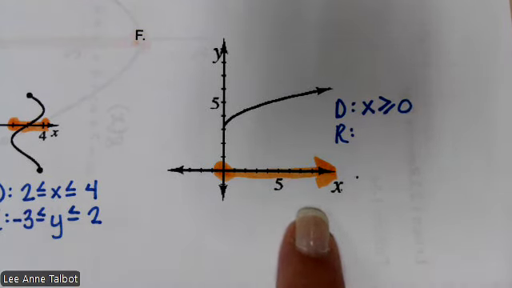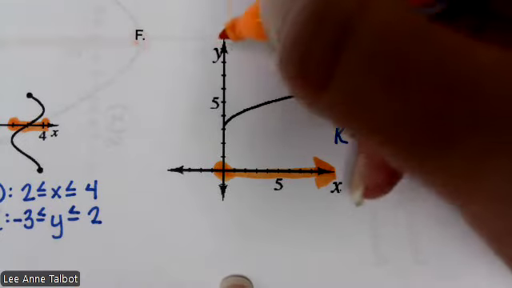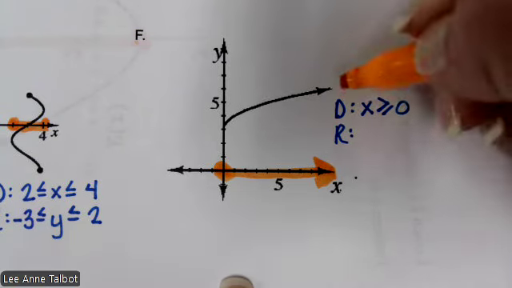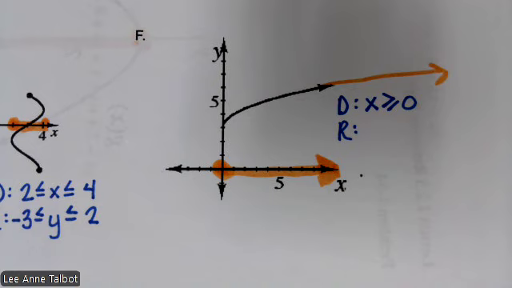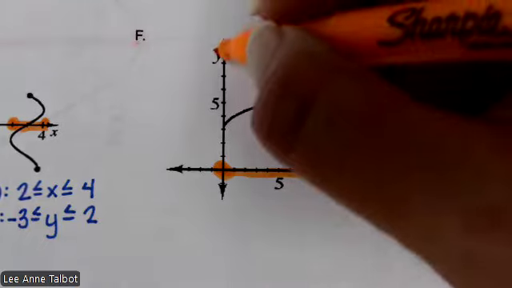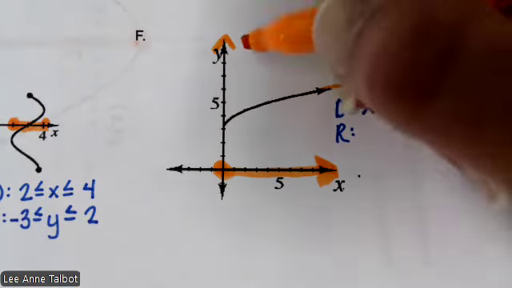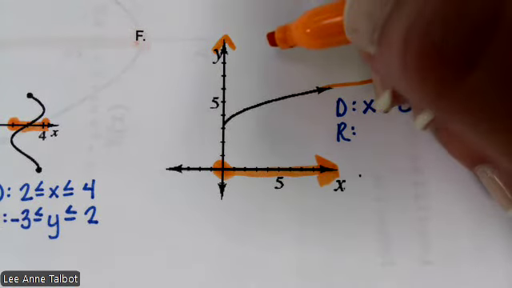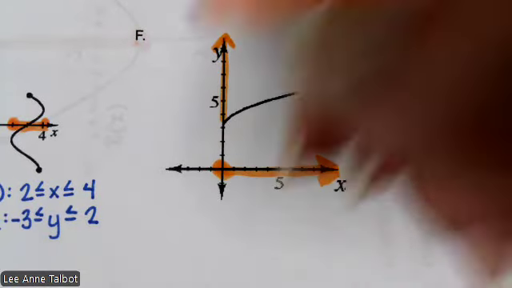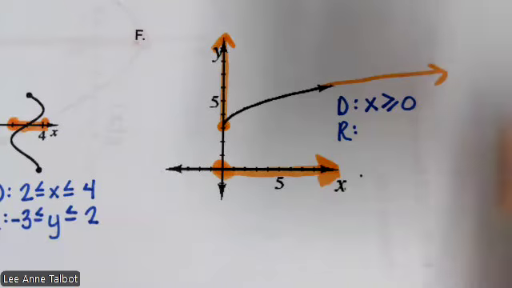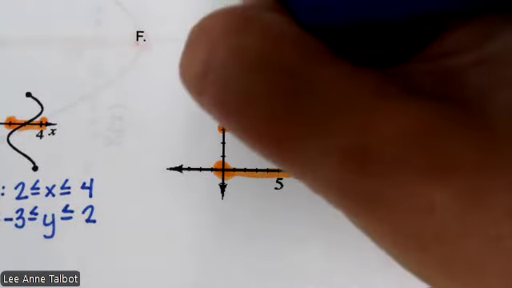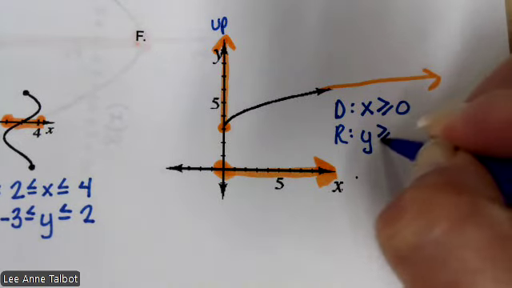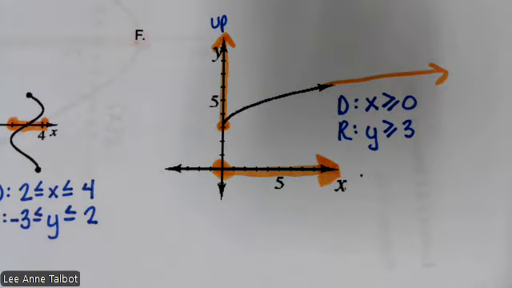Okay, now, is it going to go forever up? Sorry. Forever up, guys? Yeah, slowly, but yes. Is it going to go forever down? Where does it stop? 3, actually. And because this is going up, y is greater than or equal to 3.